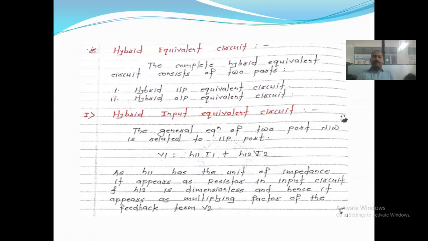Now see, we have the next point, that is the hybrid equivalent circuit. What do you mean by hybrid equivalent circuit? We know that a two-port network has one input port and the other an output port, right? So any hybrid equivalent circuit basically has two ports. One is the input port, that is the input equivalent circuit, the other is the output port, that is the output equivalent circuit, right?